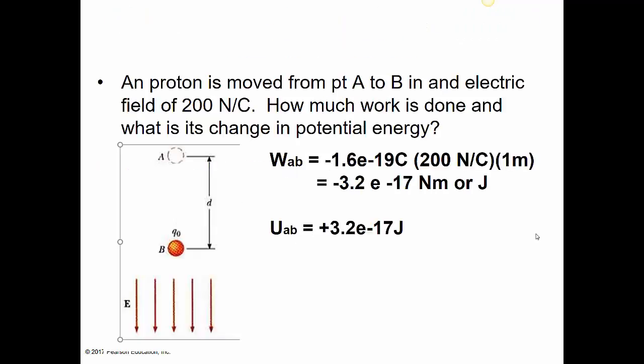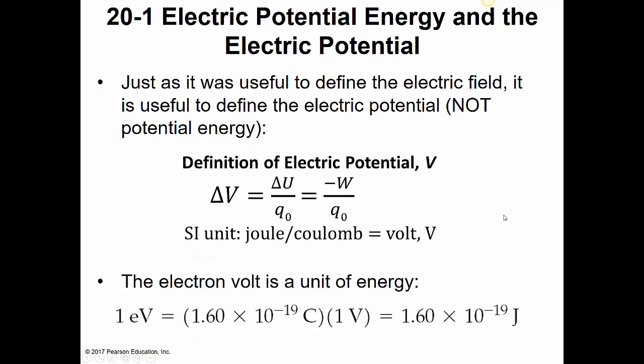So a proton is going to be moved from point A to point B in the field. How much work is done, and what is its change in potential energy? So that work would be negative 1.6 e to the negative 19 coulombs times 200 newtons per coulomb times, I'm just making up a distance of 1 meter, because it's not specified here. And that would mean that negative 3.2 e to the negative 17 Newton meters or joules of work were done. And its change in potential energy was positive 3.2 e to the negative 17 joules.